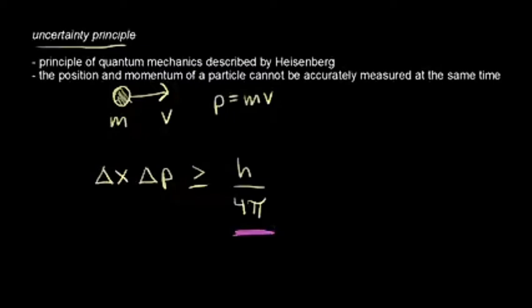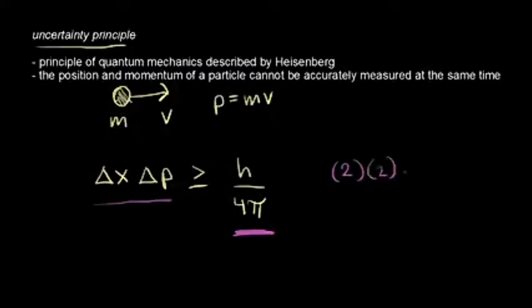You might see something different in another textbook, but it doesn't really matter. The product of the two uncertainties must be greater than or equal to some number. So the uncertainties are inversely proportional to each other. If you increase one, you decrease the other. Let's use really simple numbers, just so you can understand the idea of inverse proportionality.